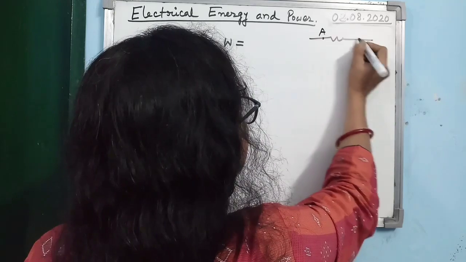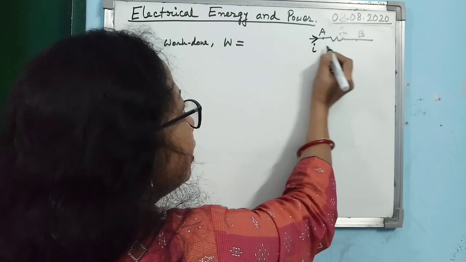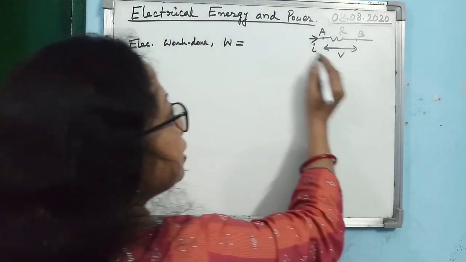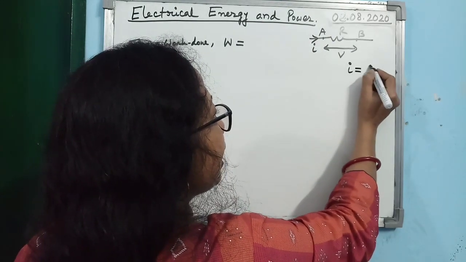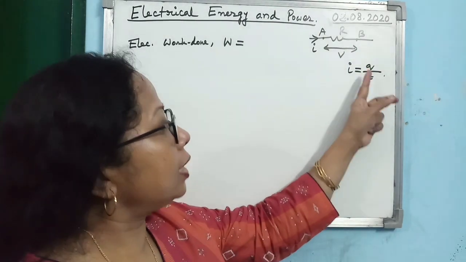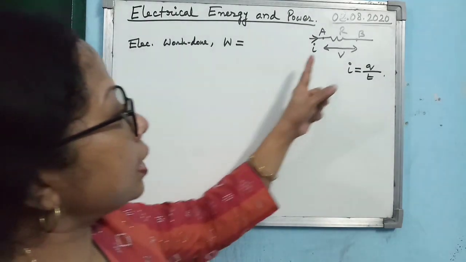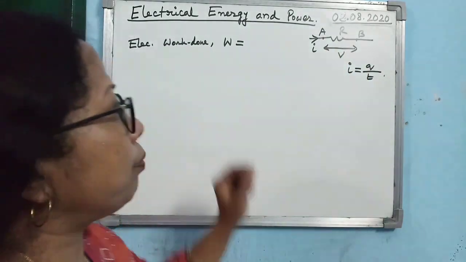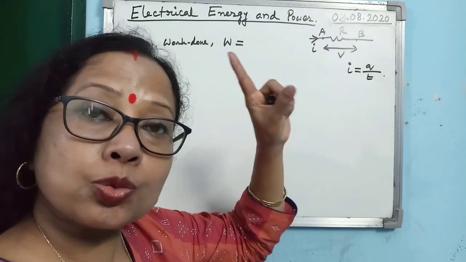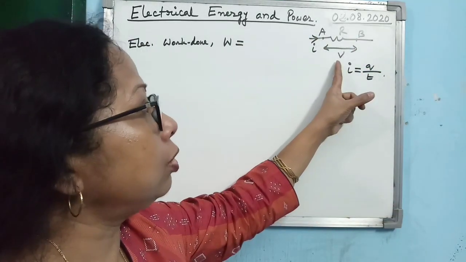Suppose you have connected a conductor of resistance R across the points AB and the potential difference across AB is V. Let us consider I amount of current is passing. So I is equal to Q by T, where Q is the charge passing through the resistance in time T. So what is the concept of potential difference? If I say potential difference across the 2 points is V, what does it mean? If I take plus 1 coulomb charge from the point A to B, then work done is equal to V.